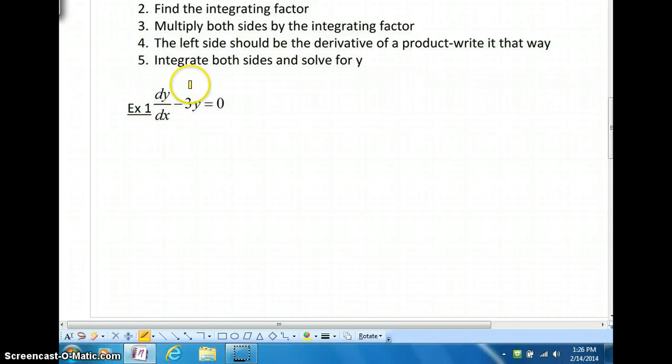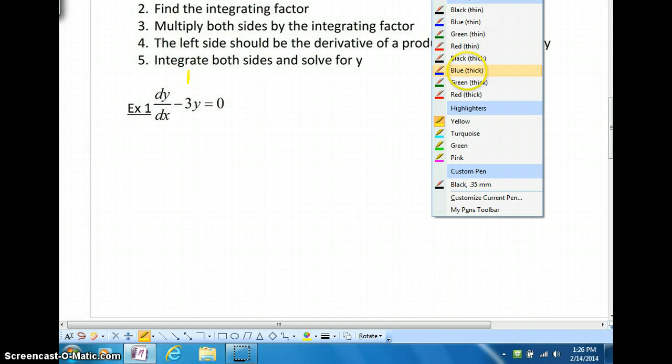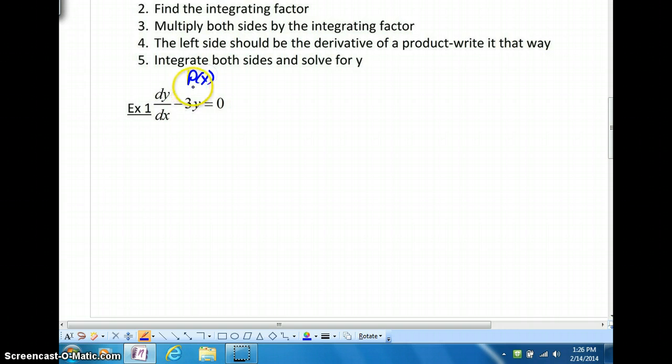And you could say, well, wow, my p(x) is whatever is out in front of y. That's -3. So the integrating factor is going to be, as we just saw, e to the integral of -3 dx. See, if p(x) is equal to -3, just plug the negative included into that integral and then work that out. Let's go step by step. What is the integral of -3 dx? What do we get?